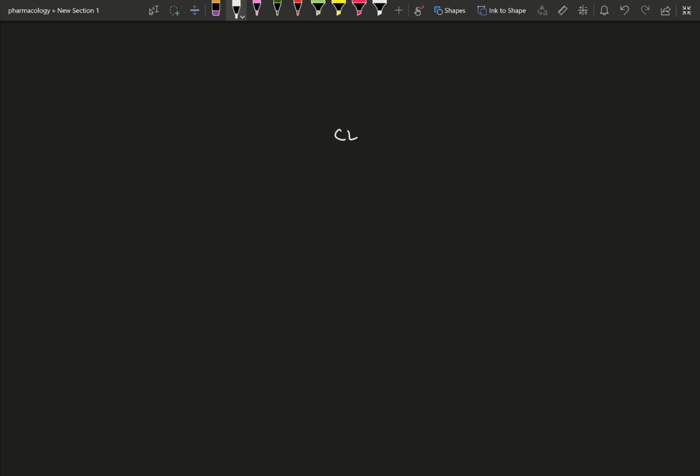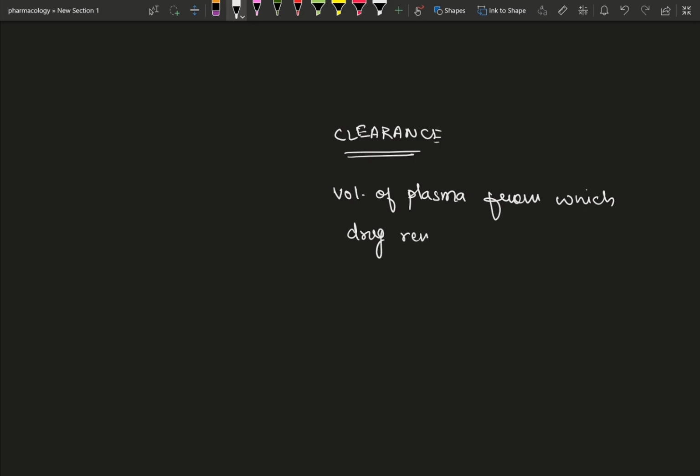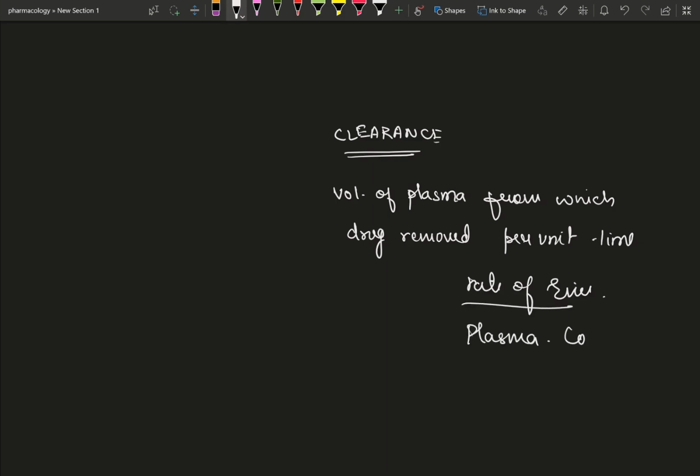Now let us discuss the concept of clearance. This is very important. This concept of clearance is very important for you to remember, that clearance is the volume of plasma from which drug is removed per unit time. Volume of plasma from which drug is removed per unit time. That is rate of elimination upon plasma concentration.